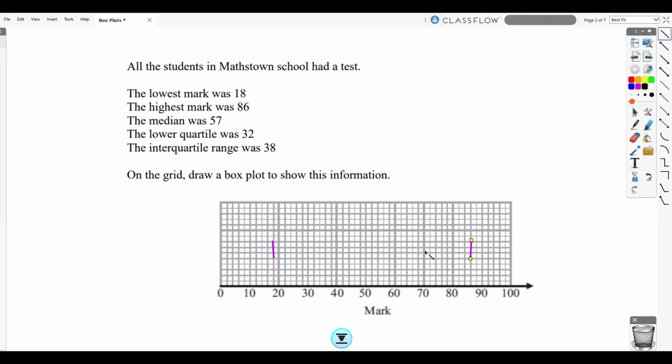Now generally the quartile boxes will be a little bit longer than the max and minimums. As long as they're the same length or a little bit longer, that's fine. Just try not to make the quartile lines smaller. So the median's at 57. So we go 3.5 boxes.